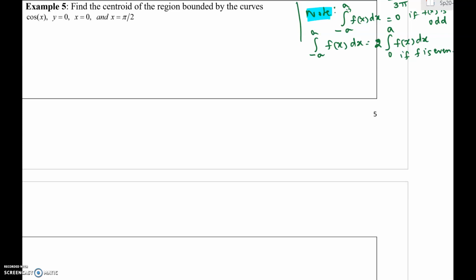Hi, this video is a continuation of the previous video on center of mass or centroid of the thin plate or a lamina. We did already one example. This is another example for centroid. Find the centroid of the region bounded by the curves y equal to cosine x, y equal to 0, x equal to 0 and x equal to pi by 2.